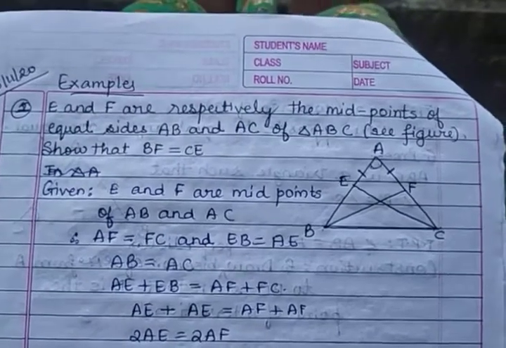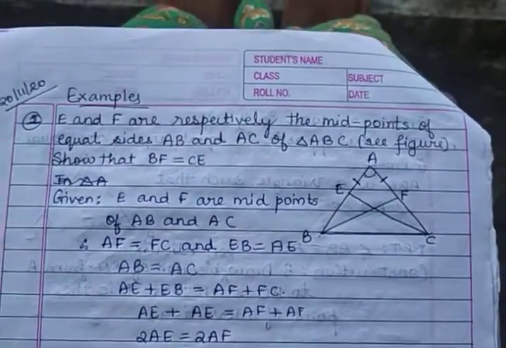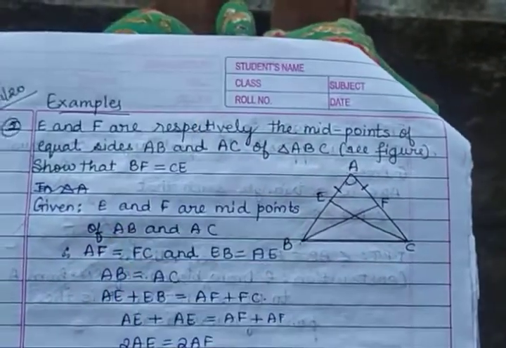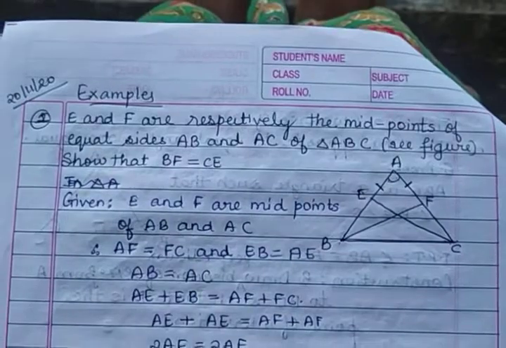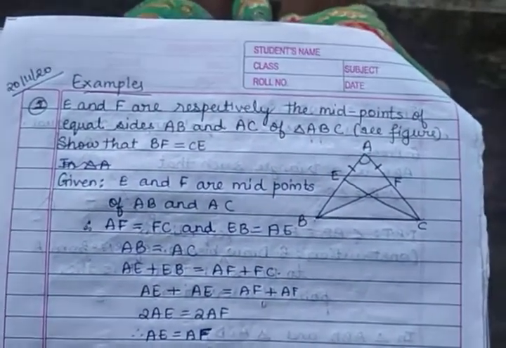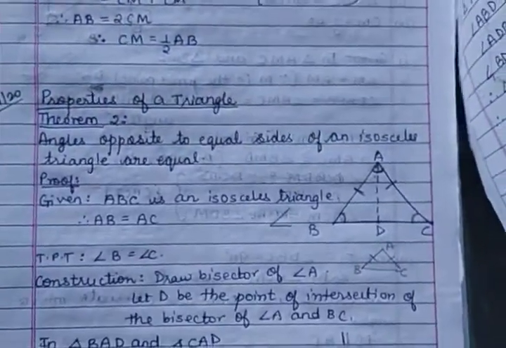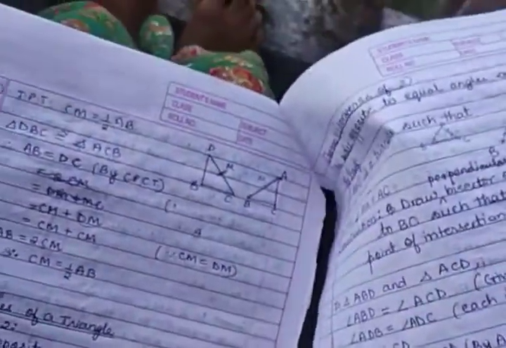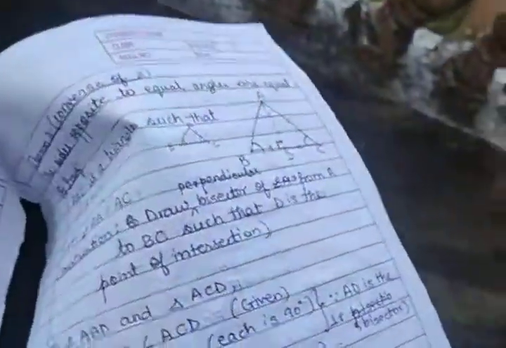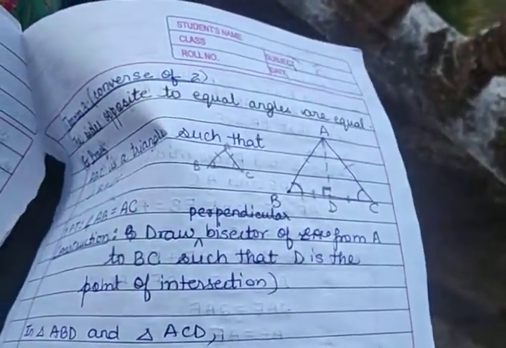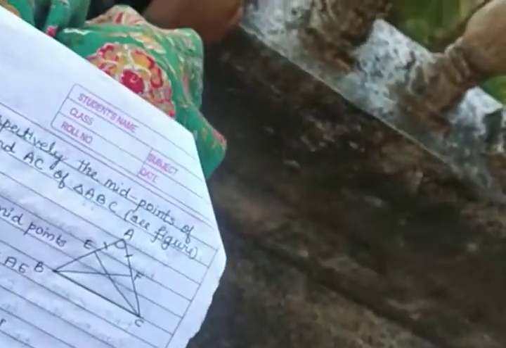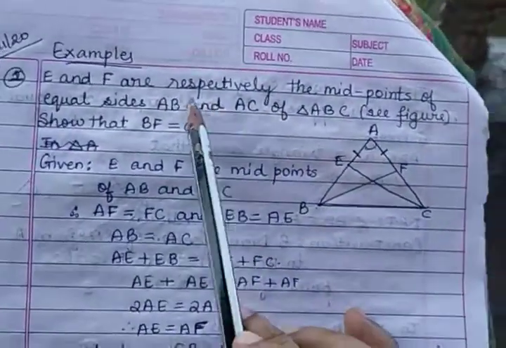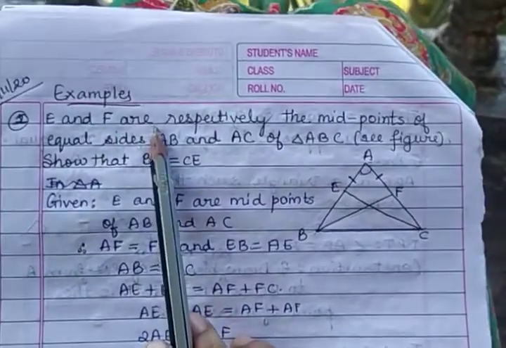In the last class, we saw some properties of triangles and we learned two theorems. The two theorems that we studied were: angles opposite to equal sides of an isosceles triangle are equal, and the second theorem, which says the sides opposite to equal angles are equal. Now let us see some examples which are based on these two theorems.